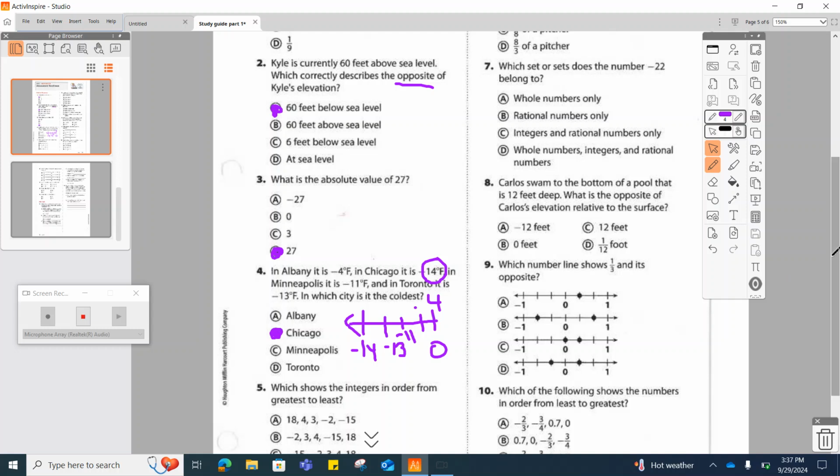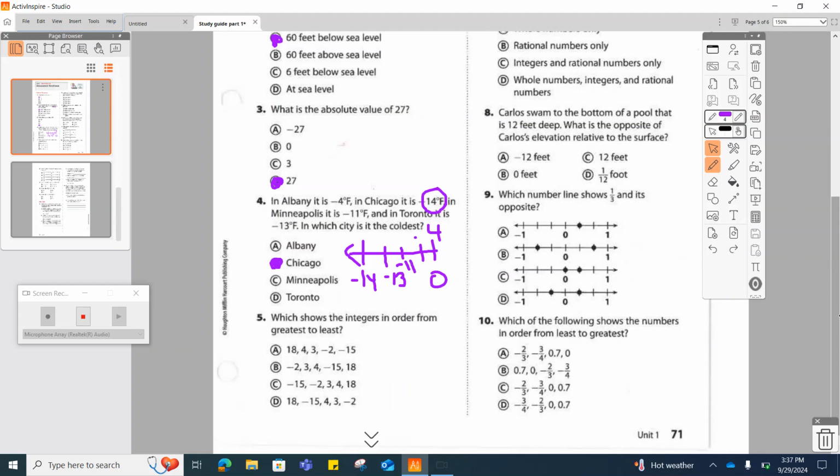Which shows the integers ordered from greatest to least. So we want to start with the biggest. So looking at these, just pause the video, make sure you know. But the correct answer, I think, is A. 18 is bigger than 4, which is bigger than 3, which is bigger than 2, which is bigger than -15. So it is A.